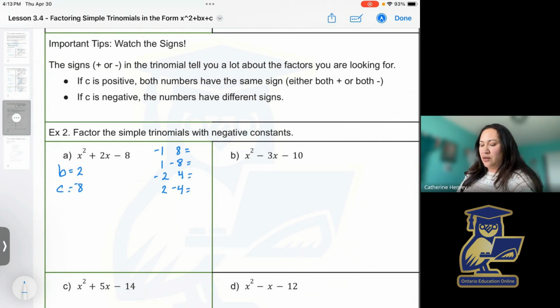So negative 1 plus 8 is 7. 1 minus 8 is negative 7. Negative 2 plus 4 is 2. And 2 minus 4 is negative 2. So the ones that match up are right here, because they multiply to give you negative 8 and they add together to give you positive 2. So now that I've identified the factors, I just go ahead and write them into this bracket format, and we're done.